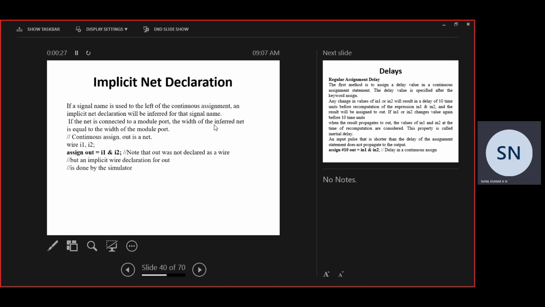Along with the assign statement, you can add the delay so that you can model the digital circuits in data flow modeling. So if you want to provide additional delay, you can give it in that form, for data flow modeling.